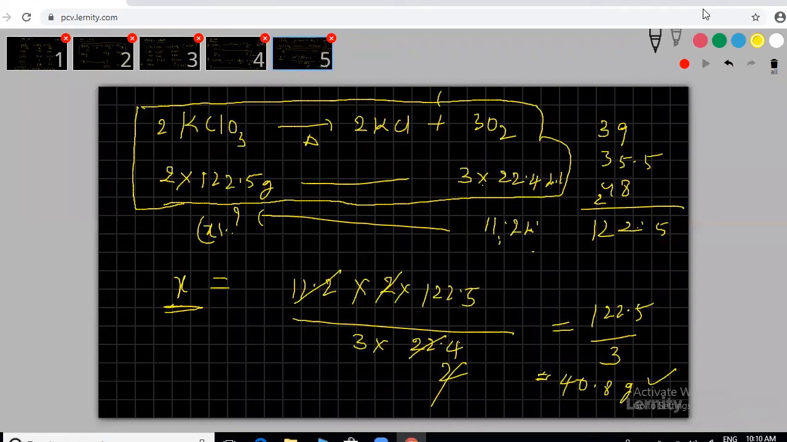I hope you know this: 1 mole of gas is equal to how many liters at STP? 1 mole of gas at STP is how much? 22.4 liters. This is 3 moles. If you want, you can write 3 moles; in place of mole, I wrote 22.4 liters. Clear? Correct, 3 moles, so you have to multiply by 3.